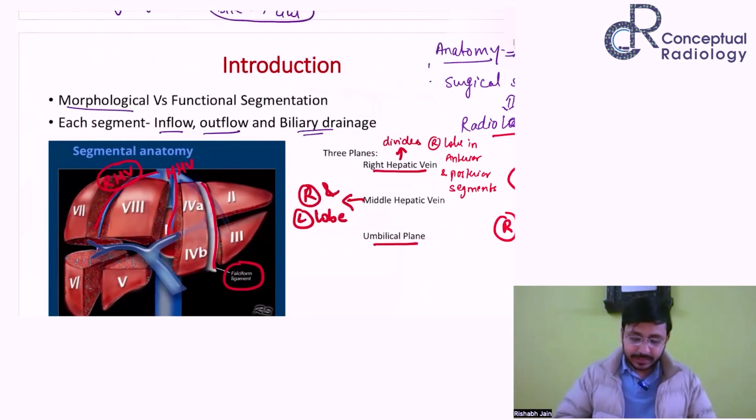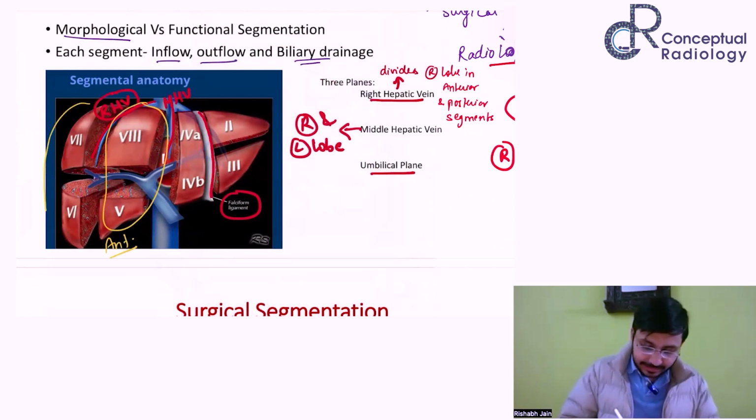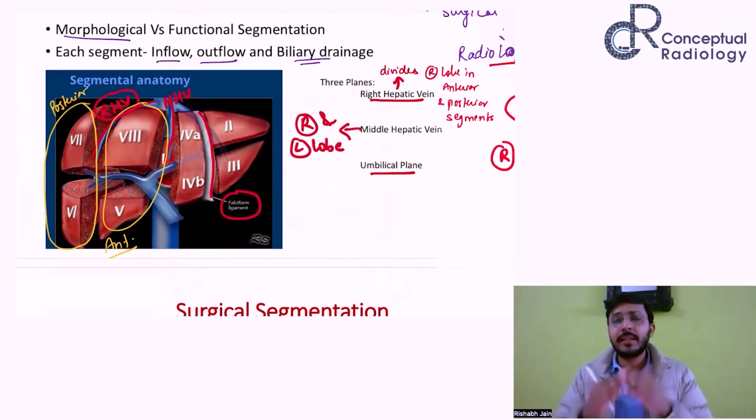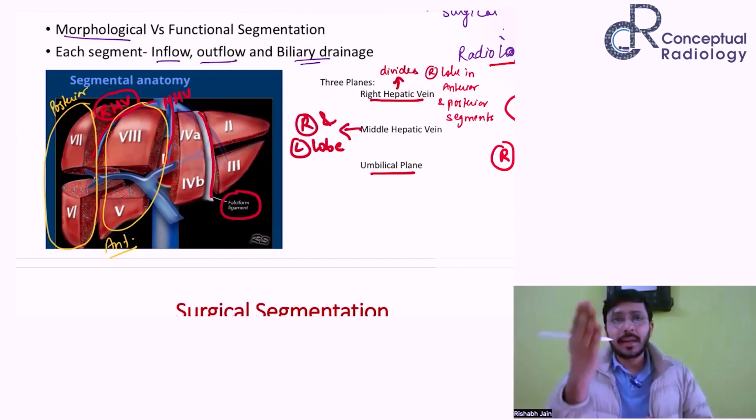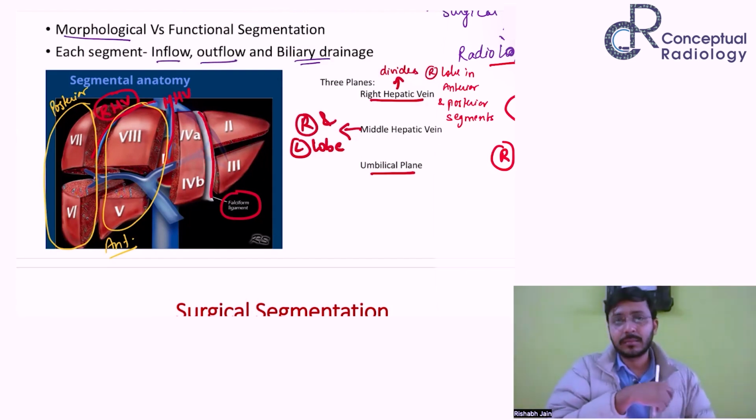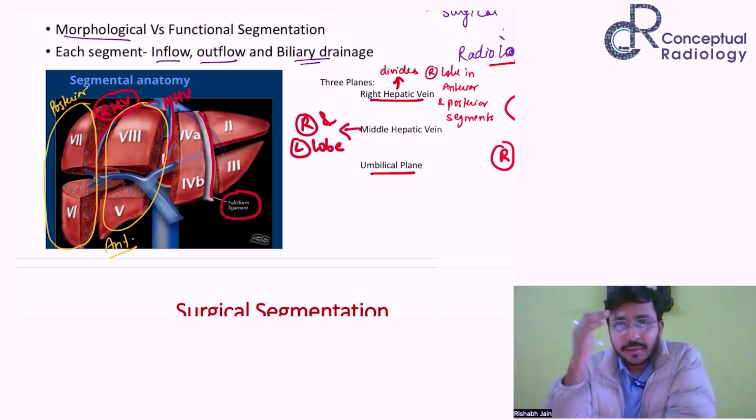Look at this image here. These are the anterior segments, and segment 6 and segment 7 are the posterior segments. So tell me, when the surgeon opens up the abdomen, which segments form the right hepatic border? Segment 5 or 8, or segment 7 and 6? Which segments form the right hepatic border?